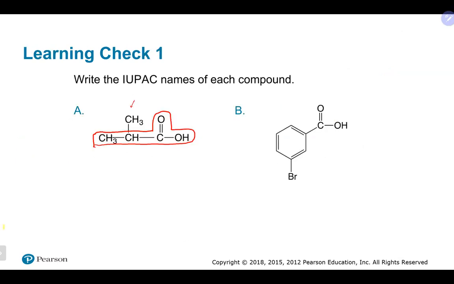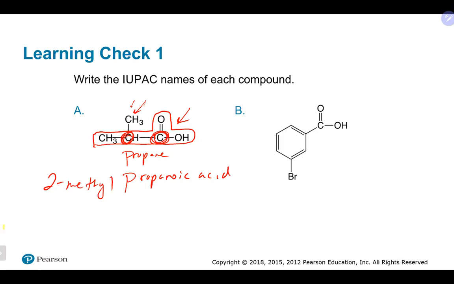I could choose either way. So that's three, which is based off of propane. Because we have the carboxylic acid group there, it becomes propanoic acid. With this carbon right here being carbon number one, which means this carbon is carbon number two. And right there is a methyl group at carbon number two. So that would be 2-methylpropanoic acid. Any question on that one there?